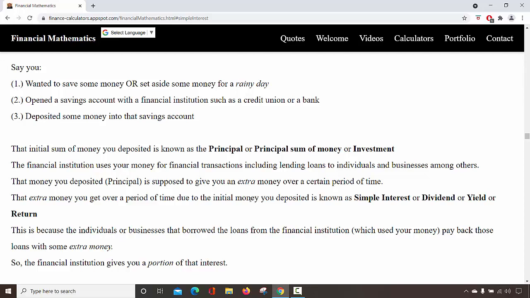That interest is an extra money the bank will deposit in your account. Your account will earn some extra money after some time T, according to a rate R. That extra money is what we know as simple interest or dividend or yield or return.